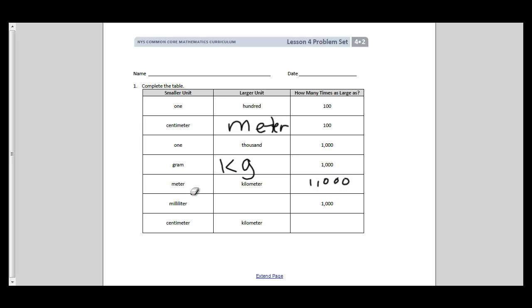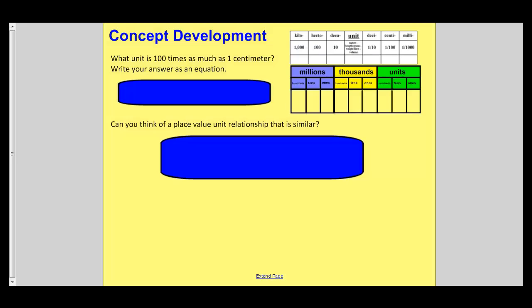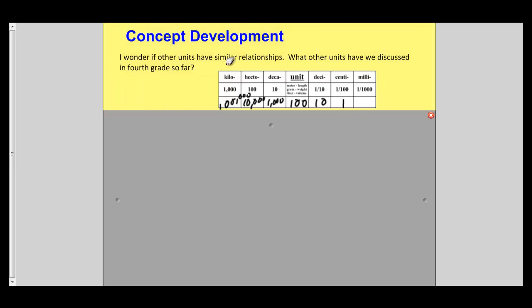We can think of this as milliliter, and what do you think would go here? Liter, right? And then if this is centimeter and this is kilometer, it's not going to be 1,000 times as large, it's going to be 100,000 times as large. Kind of like when we went back to this screen back here. I'm going to take you back here for just a second. So remember, if this was the centimeter, then the kilometer was 100,000 times as large.